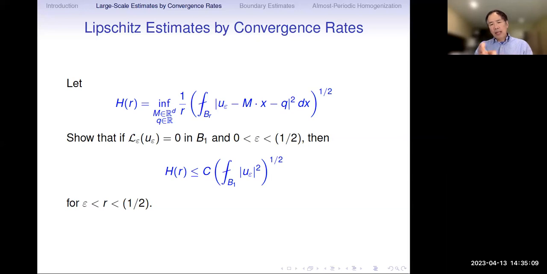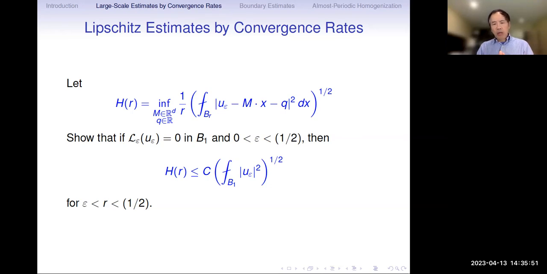Okay, so we subtract a linear function. M here is a vector, m dot x, and then you minus some constant. So in other words, you try to measure the difference between your solution and the best approximation by a linear function. And then you take the average, and you properly scale it, because here you subtract a linear function, you have to divide the average by R. So that's the function I call H of R here.